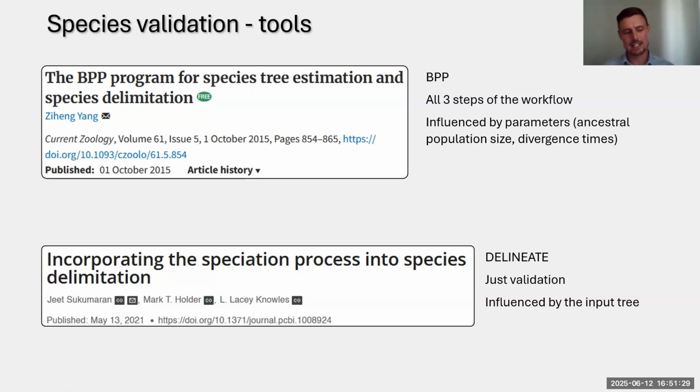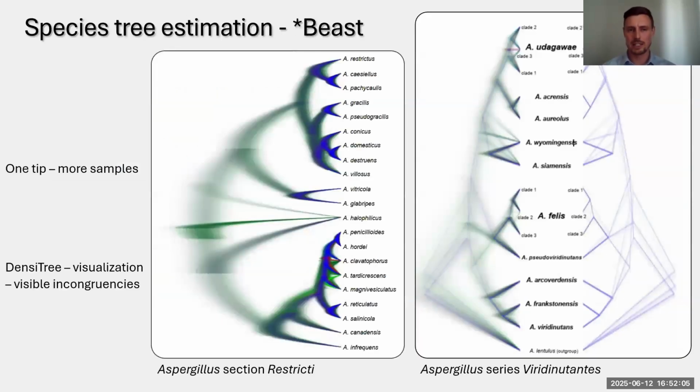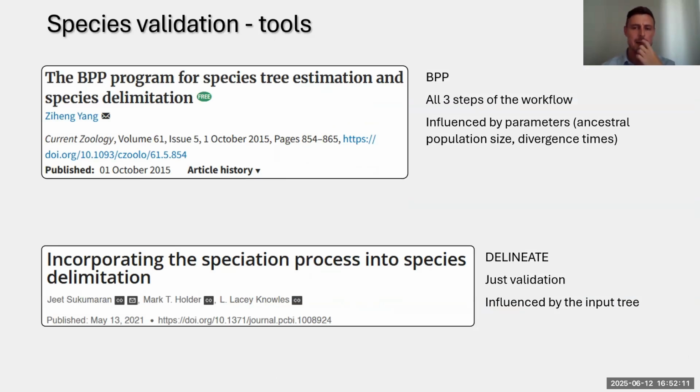So again, this is a very interesting tool, but it's difficult to set it up correctly, and maybe that's why I actually prefer the second one. And there is also some discussion because they are based on slightly different assumptions and so on. But the other tool, delineate, is influenced only by the tree that you use as input, and as input you are using the tree that you calculate here in the second step.